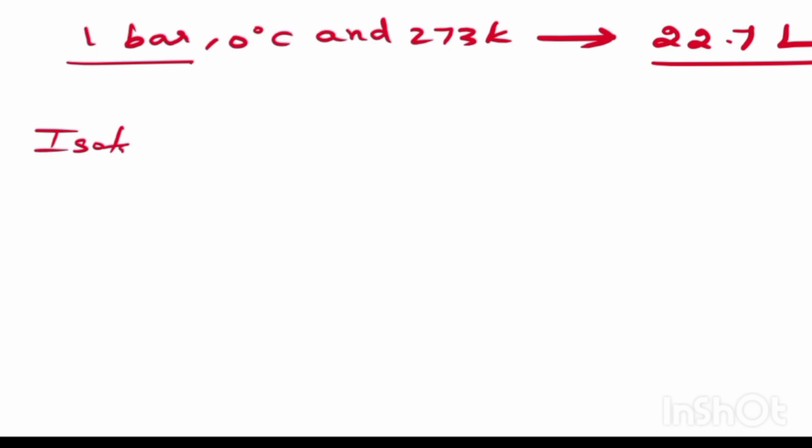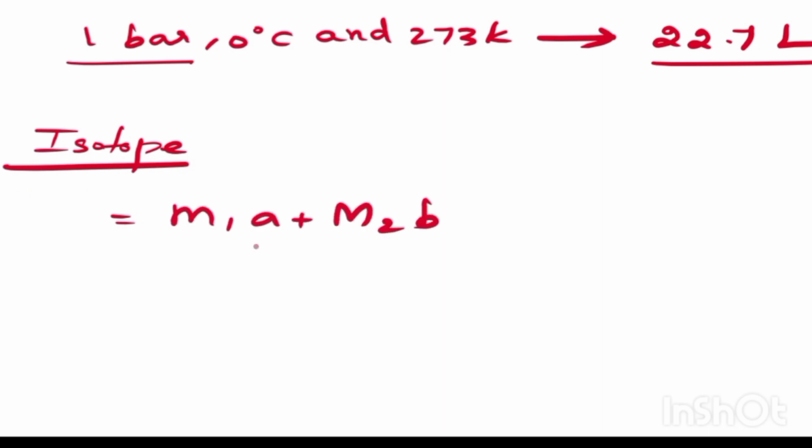So next, moving on to the next concept, it's average atomic mass of an isotopic mixture. Okay, for isotopes, how will you find the average atomic mass? The average atomic mass will be equal to (A plus M2B) divided by (A plus B).